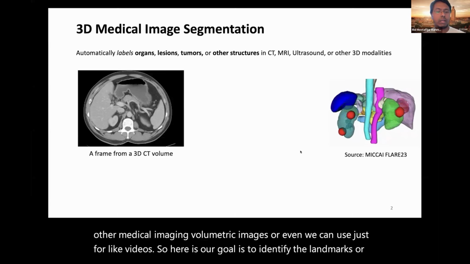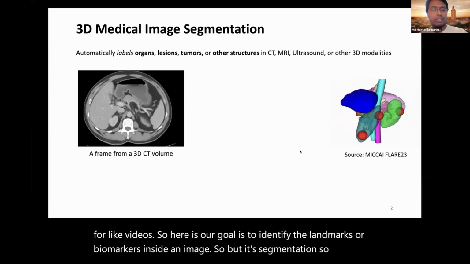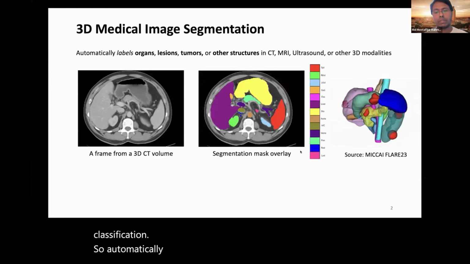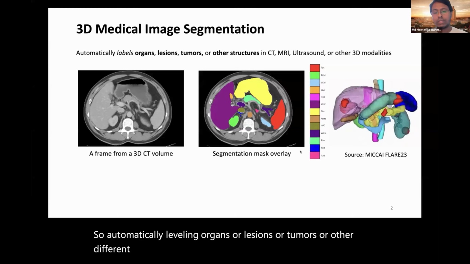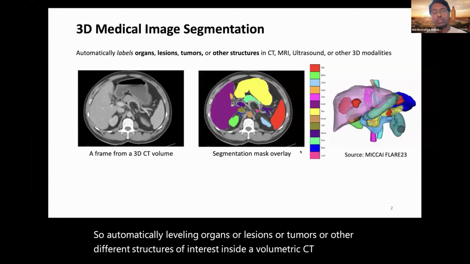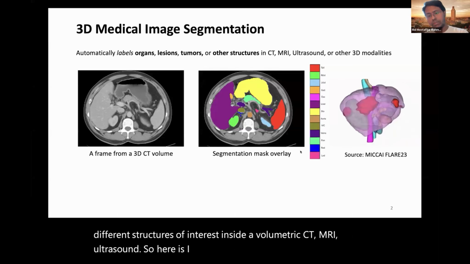Here I am showing an example of a CT frame extracted from a volume, and in the right image, I am showing the overlay. That shows the segmentation mask that's manually labeled, but our goal is to label it automatically using AI or deep learning algorithms.